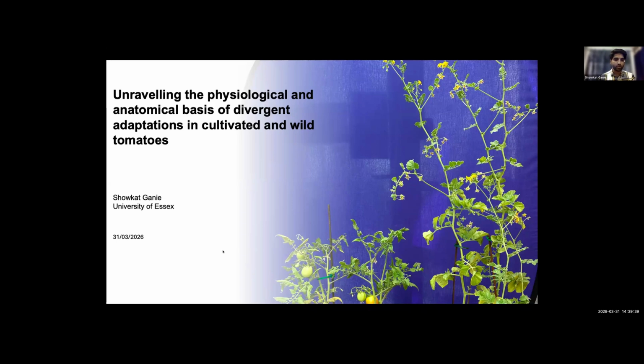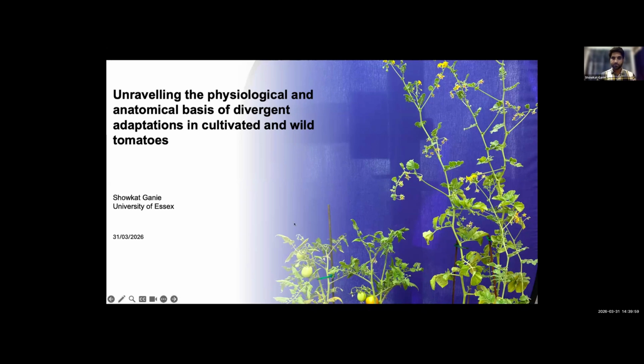I'll be talking about the comparative analysis of leaf physiology and anatomy and phenotyping in wild and cultivated tomatoes to investigate differences in photosynthetic performance under varying light and CO2 levels and how these relate to stomatal physiology.